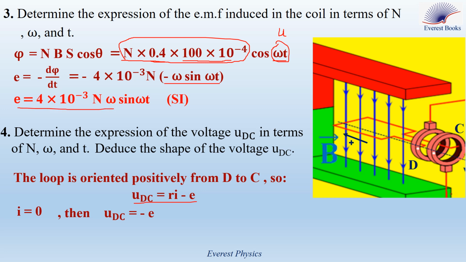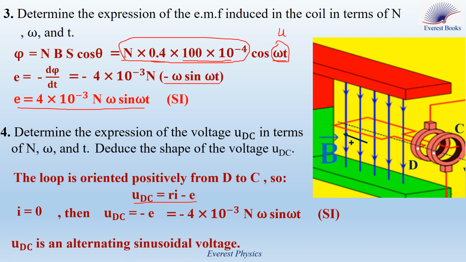And e is given in part 3. So this is going to be minus 4 times 10 to the power minus 3 N omega sine omega t. Now, what is the shape of this voltage? The shape of this voltage is alternating sinusoidal because it has the form UDC is equal to a constant multiplied by sine omega t.